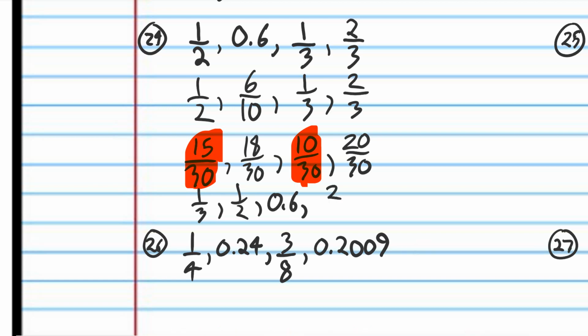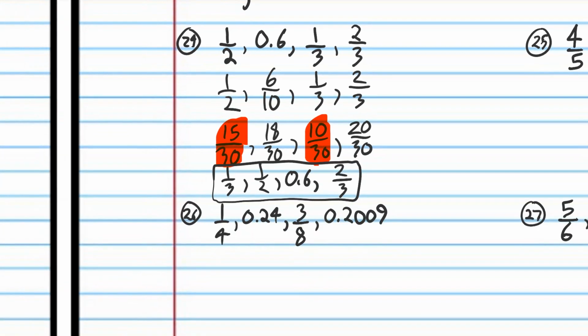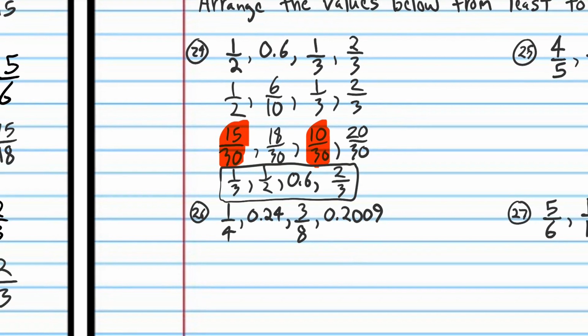And then the last one is going to be 2/3 because 2/3 is the 20 over 30. So that is the answer for this particular problem. And I know what you're thinking. You're thinking that was a lot of work. Well, these are quite a bit of work, but this is really good practice for you to remember how to convert from fractions to decimals and decimals to fractions.